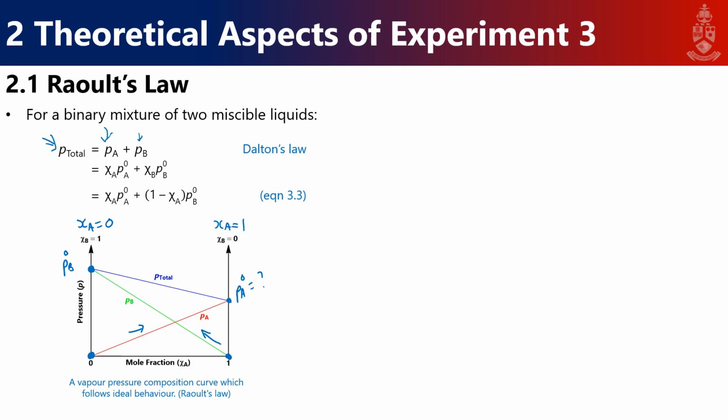Now if I go back to equation 3.3, I can also plot the total vapor pressure and the dependence of the total vapor pressure on composition, and that's given by the blue curve. Mathematically, it is described by equation 3.3. If you look at that equation, it is a straight line related to the mole fraction of A. You will do more of this when you come to your theory component in theme 4.